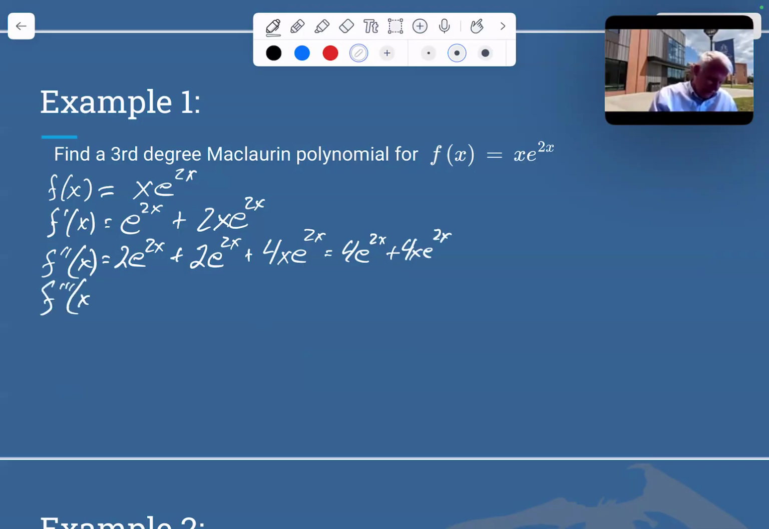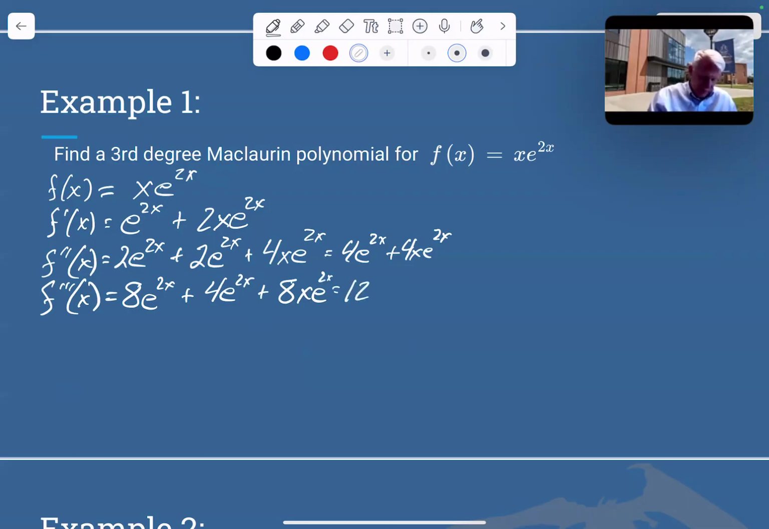What about the third derivative? The third derivative is as far as I need to go, because I just need to go to the third degree. So I would have 8e to the 2x plus, taking the derivative with respect to x, 4e to the 2x, plus now the derivative of e to the 2x, so I'd end up with 8x e to the 2x. If I combine like terms, I should end up with 12e to the 2x plus 8x e to the 2x. Now the wonderful thing is that we want x equal to 0, where we're centering it at 0.